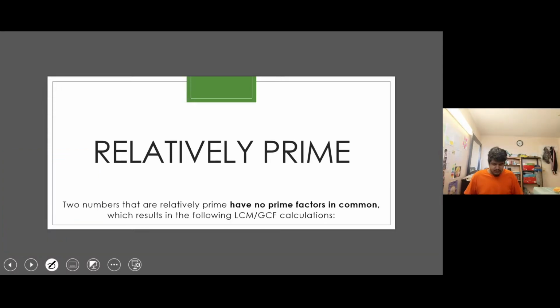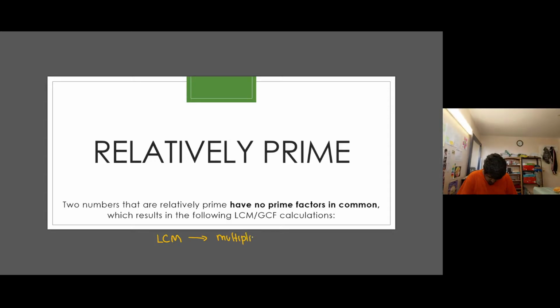So, let's do the LCM first. So for the LCM, right, if we have no prime factors in common, this always means that the LCM is going to be the multiplication of the two numbers. Okay, so whatever two numbers you have, if you multiply them, and if they're relatively prime, they will give you the LCM, right? Let's also talk about the GCF quickly.